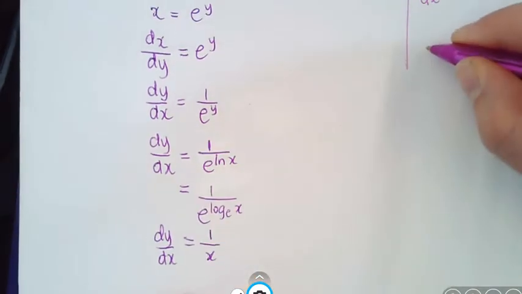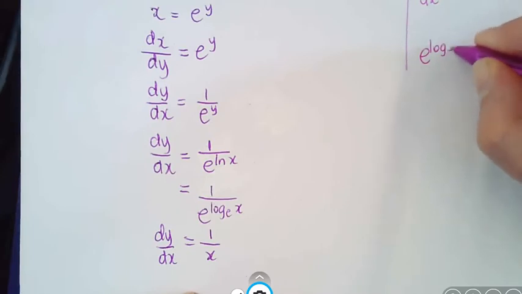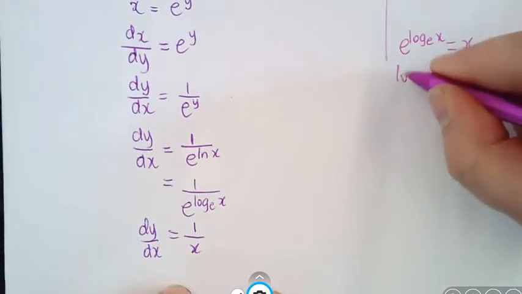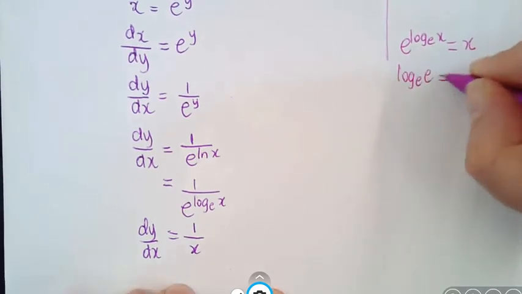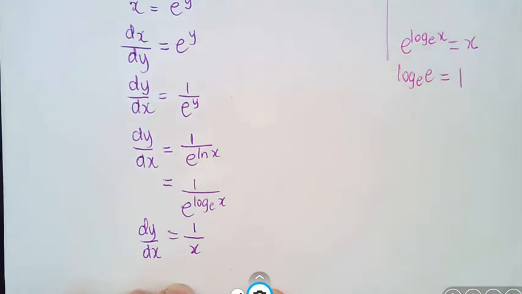It's really important that when you see this, e to log to the base e of x, that's x. And remembering that log to the base e of e, do you remember these rules? From prelim. Okay, so e and log to the base e cancel, and you're just left with the x. And log to the base e of e is 1, just from prelim.